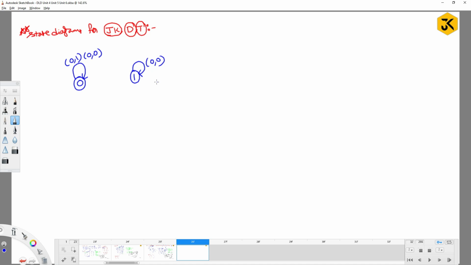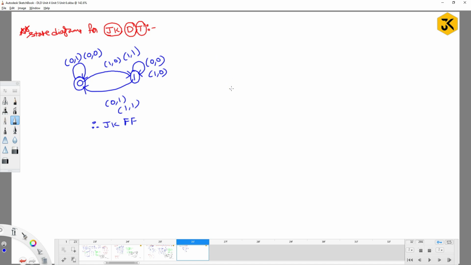So I will try to write directly so that you can get the idea once you go to the earlier videos. Zero, 1 and 1, 1, and this is for 1, 0, 1, 1. This is the corresponding state diagram for JK flip-flop, guys. You can understand it directly, right?